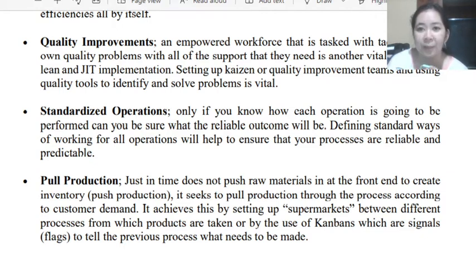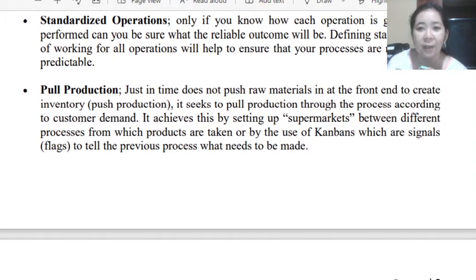Another thing for JIT to be successful in implementing is pull production, meaning just-in-time does not push raw materials in at the front end to create inventory or push the production. It seeks to pull production through the process. As mentioned earlier from the concept of just-in-time, the entity will produce according to the customer's demand. So that's pull production.